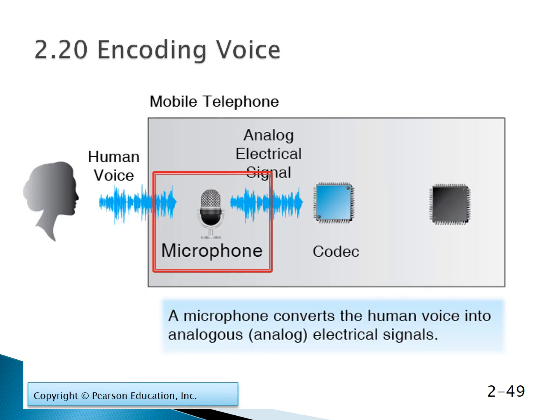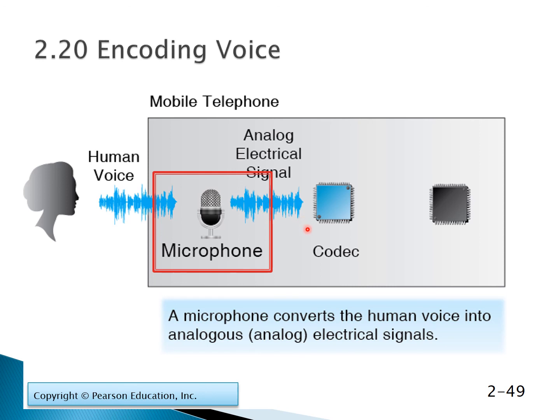So if we want to transmit voice, how do we do that? Usually we use the microphone, which converts the human voice into analog electrical signals. That's what the microphone has been doing, right? Turning your voice into electrical signals, just like people have been doing with telephones for more than 100 years. But the electrical signals are not digital signals.